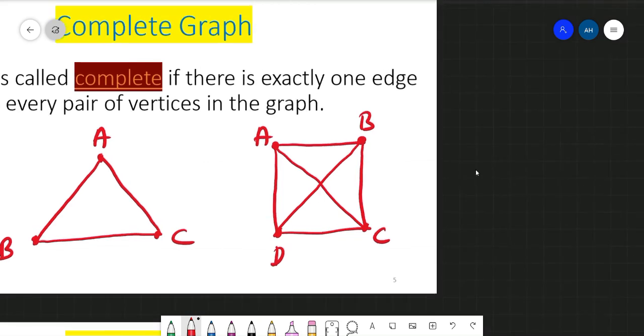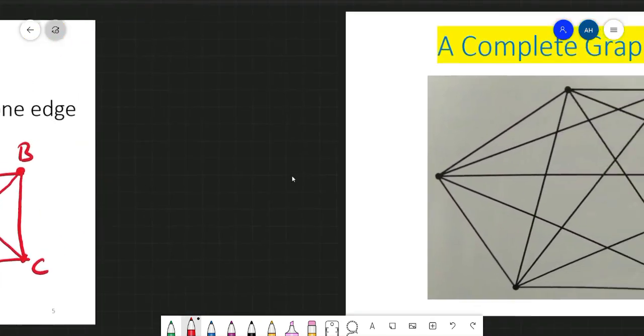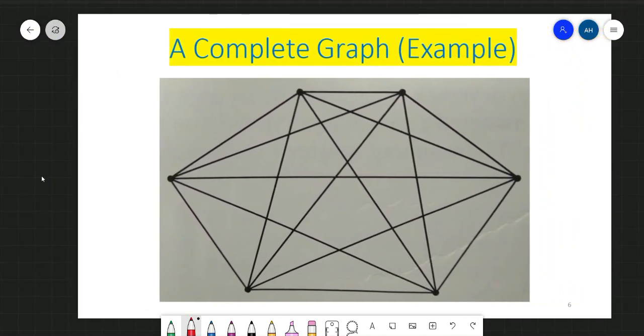Let's see another example of a complete graph like this. Okay, this is also an example of a complete graph. Maybe we can label the vertices of this graph. For example, this is A, this is B, C there. Now suppose this is D. Now let's say this vertex is E, and we have F there.